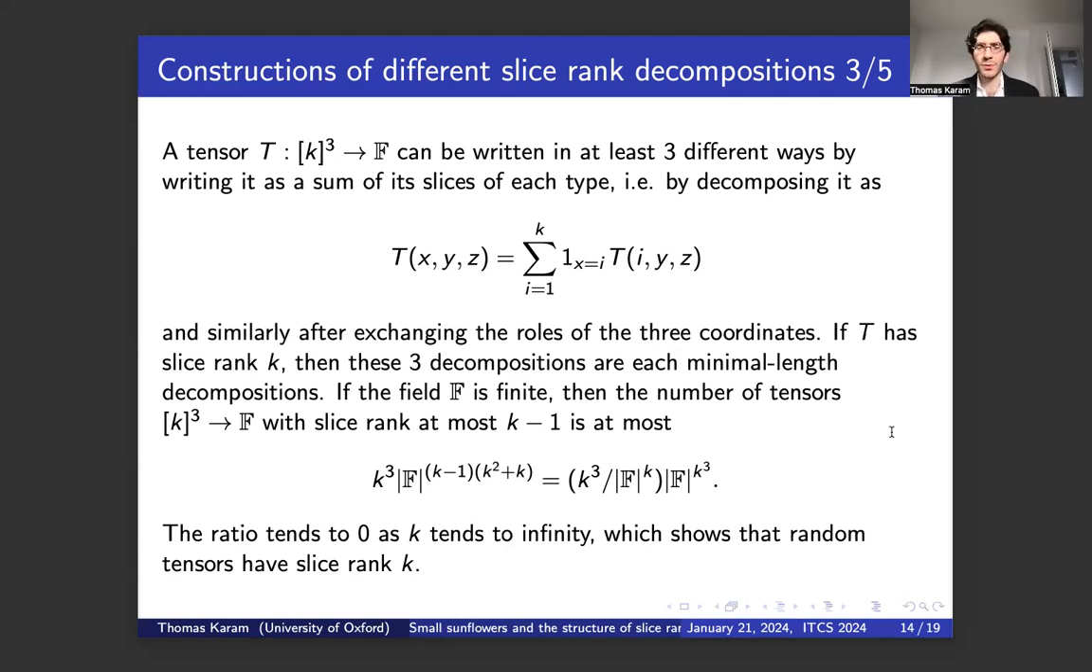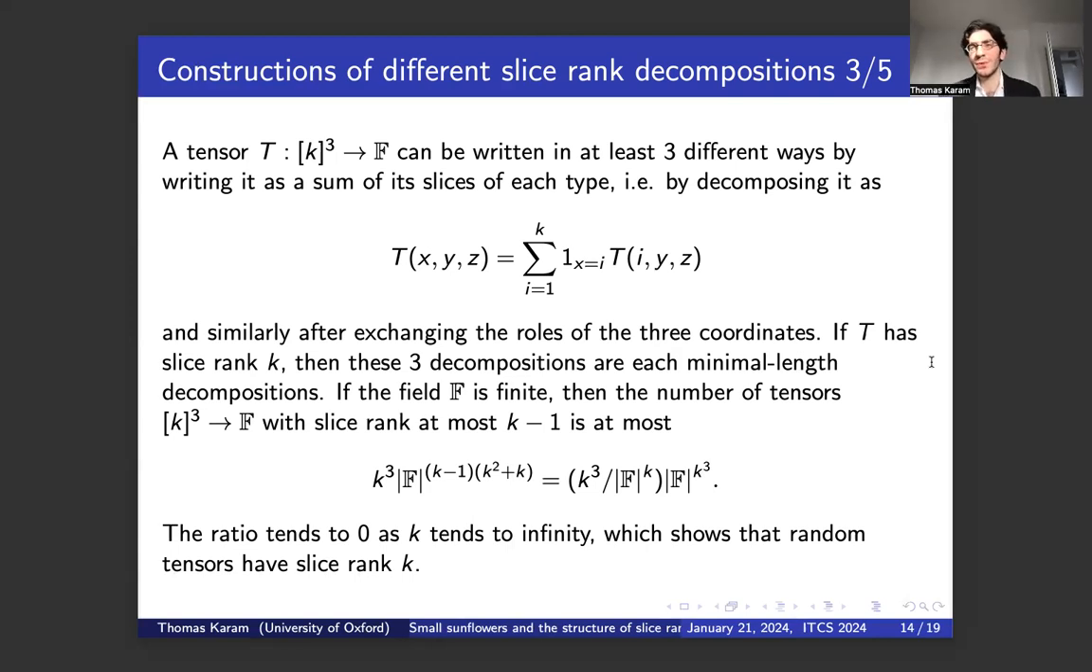Now, these are minimal. These decompositions, you can always obtain them, but if the tensor has slice rank k, then they are minimal length decompositions because they have length k, and that's equal to the slice rank of the tensor. So this gives you three radically different minimal length decompositions. And you can ask, of course, but do these tensors exist? Those that are k times k times k and have slice rank k.